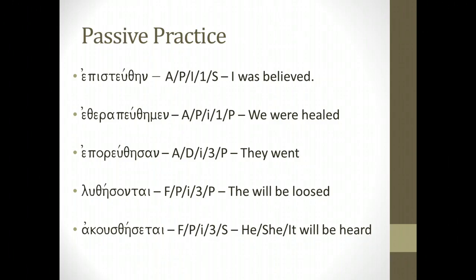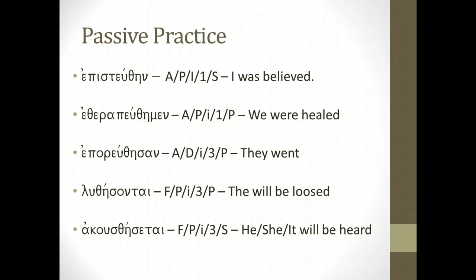Finally, for today, akousthesetai. Akousthesetai comes from akouo. I want you to notice that there's no augment here. So again, I know it's my future passive. There is a theta eta sigma, which tells me it's future passive. There is a little bit of an anomaly here. Between akou, the stem, and the theta eta, there is an additional sigma.